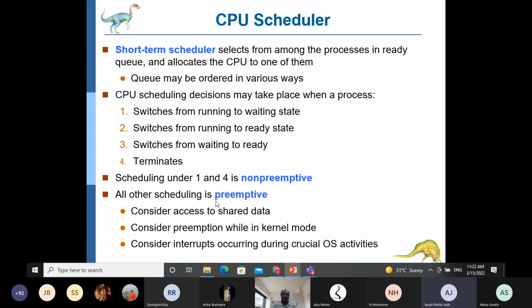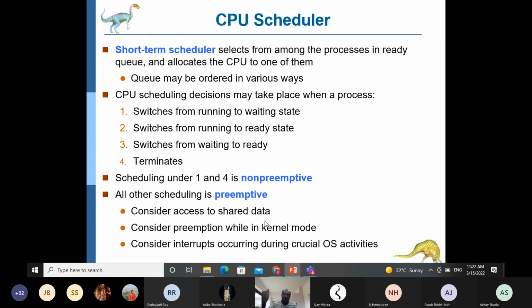That means some race conditions may arise. Race conditions: suppose a process is executing instructions that are modifying or accessing some shared data, shared variables. At that time, if you switch the CPU immediately, there are chances of data inconsistency or other problems arising. That is at the user program level.